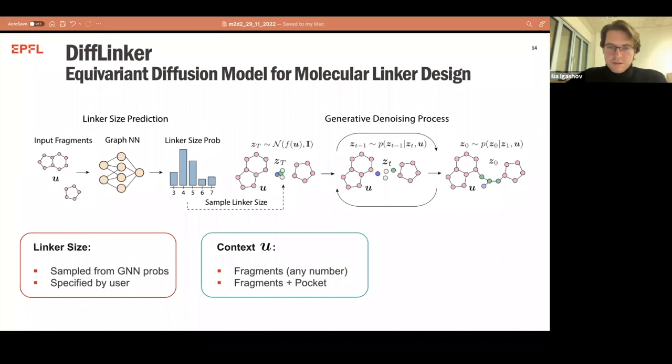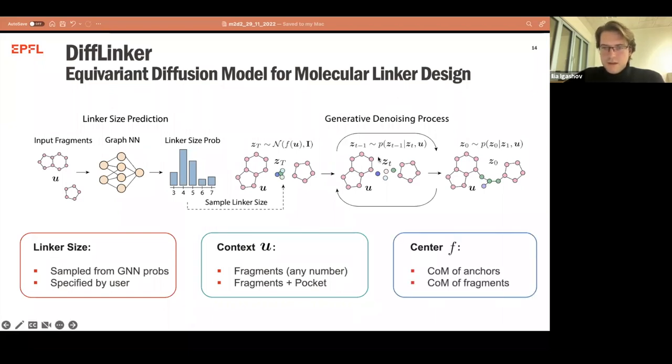Then we can also consider different context U. Before, we were talking about considering fragments as input, as the context, but of course we can also add more atoms, for example from the protein pocket, and consider fragments plus pocket as our context U. And finally, regarding the function F, which determines where we initially sample linker atoms, there are also two options. In the most general case, when we don't know what atoms should be connected in the fragment, we can sample around the center of mass of the full context or only fragments, for example. But if we have information about anchors, we can sample at the center of mass of anchors, which makes our initial sampling even a bit more precise.